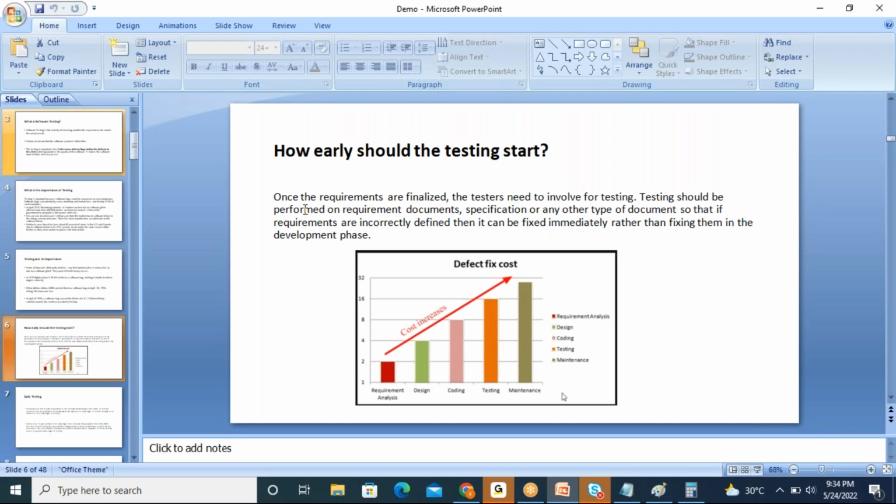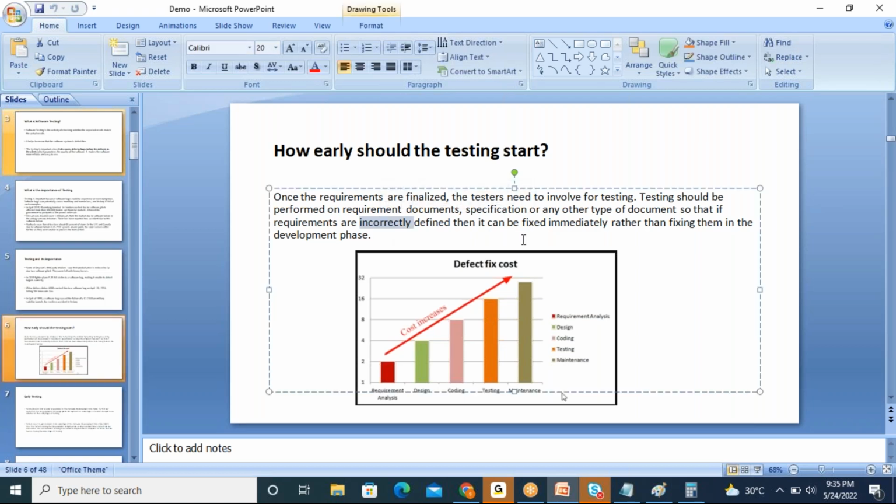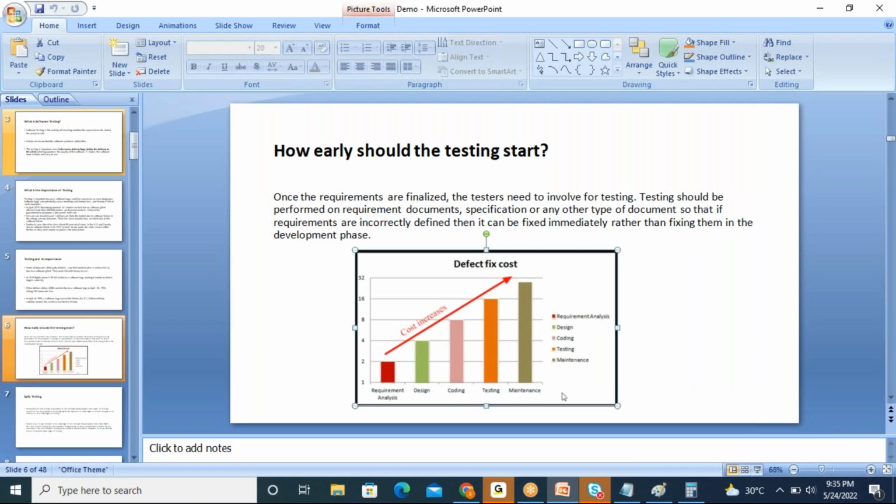So that's the reason. Once the requirements are finalized, the testers need to get involved for testing. Testing should be performed on requirement documents, specifications, or any other type of documents, so that if the requirements are incorrectly defined, they can be fixed immediately rather than fixing them in the development phase. Got it?